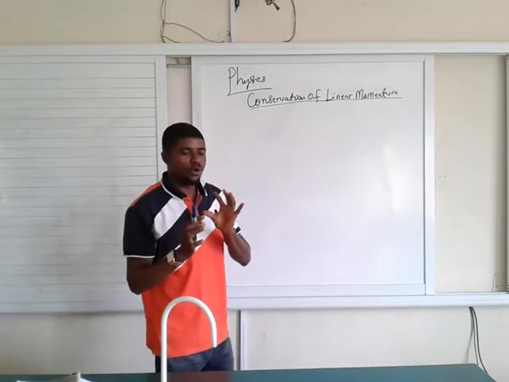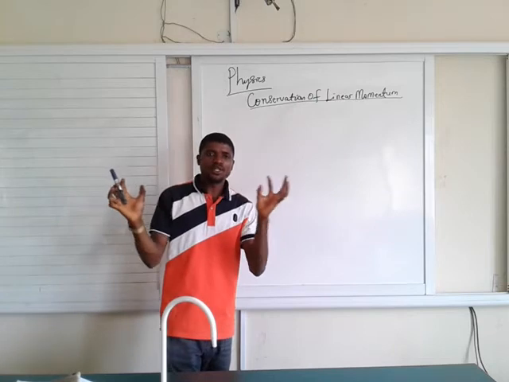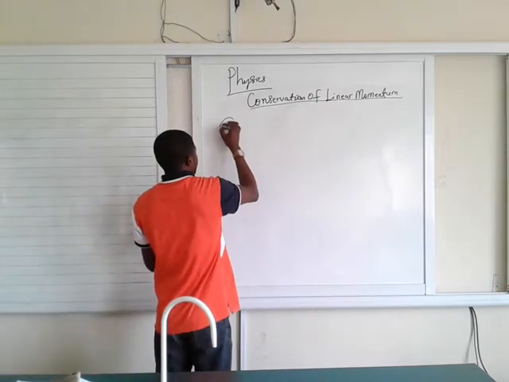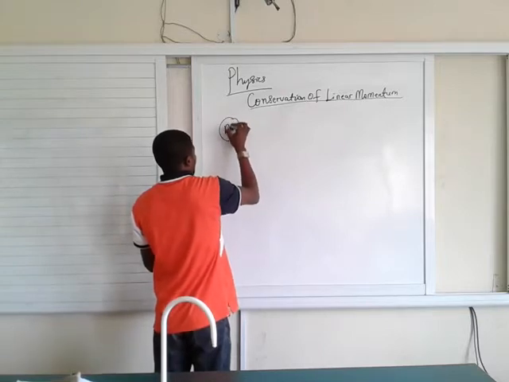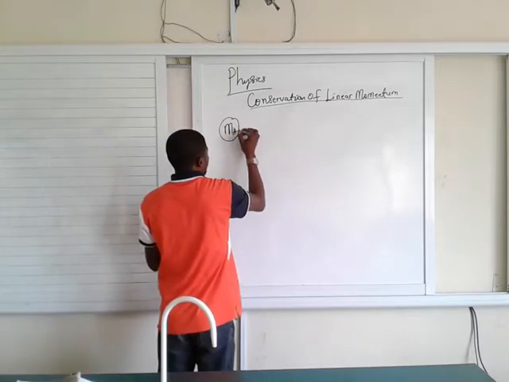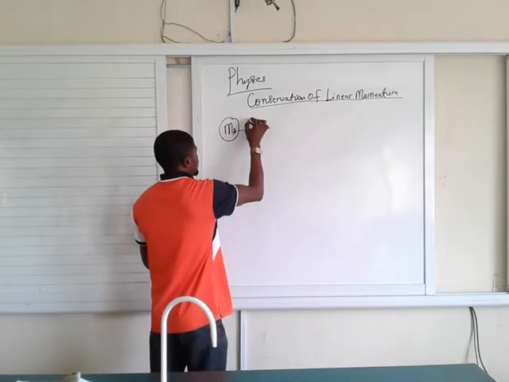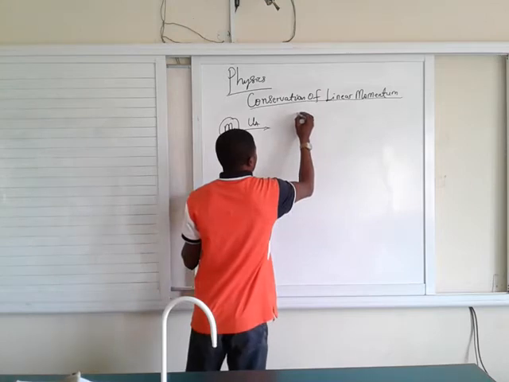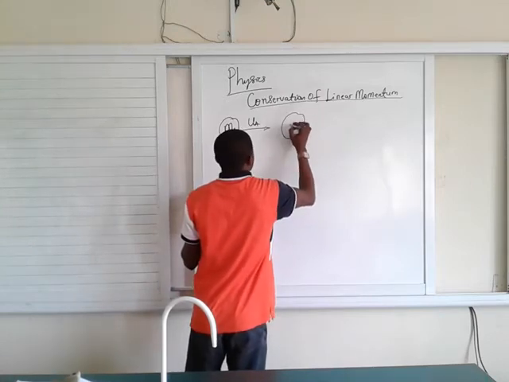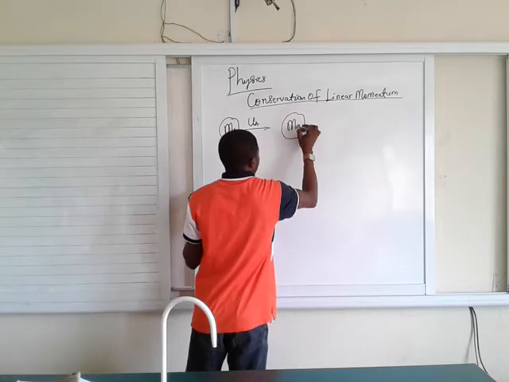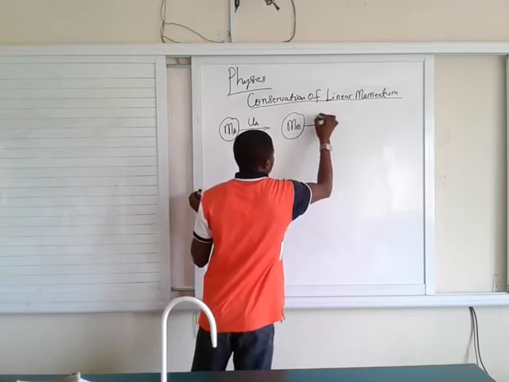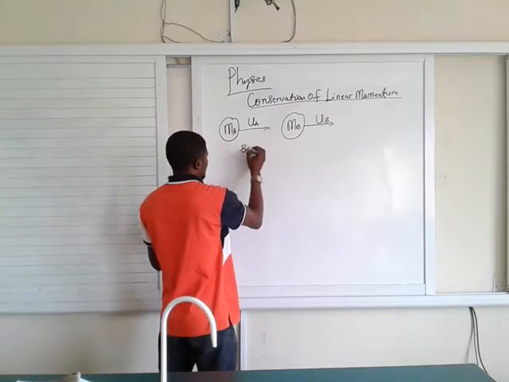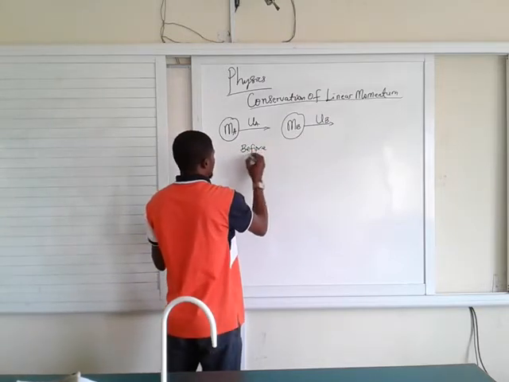Consider two bodies of different masses moving in the same direction. So we have body MA moving with a velocity UA, and then another body, let's call this one MB, moving with a velocity UB. Let's call this before collision.